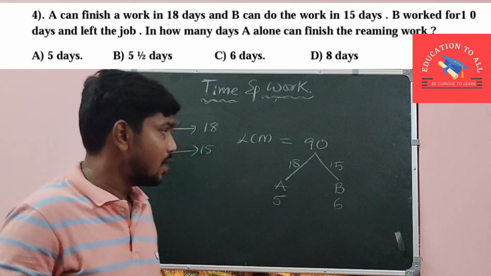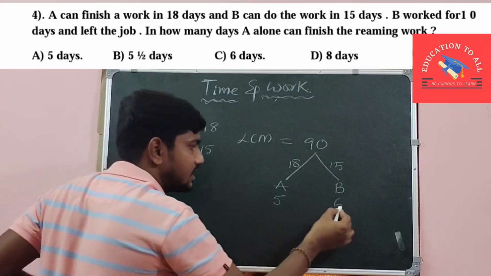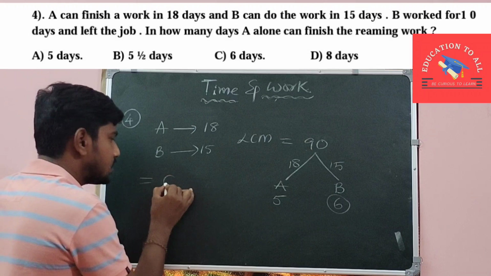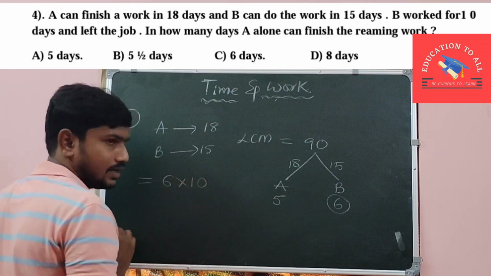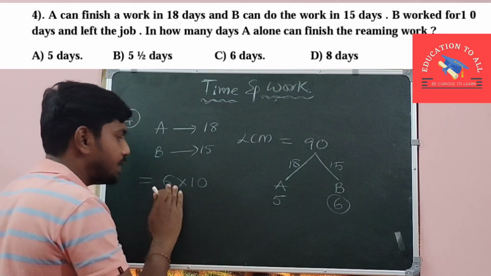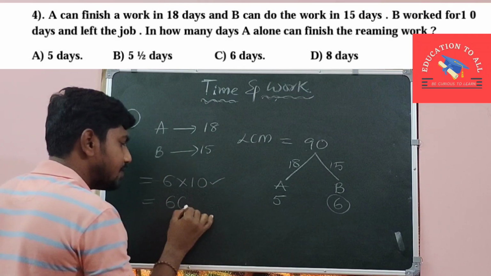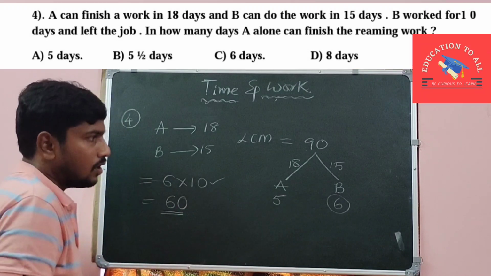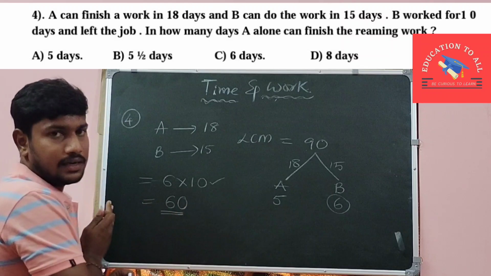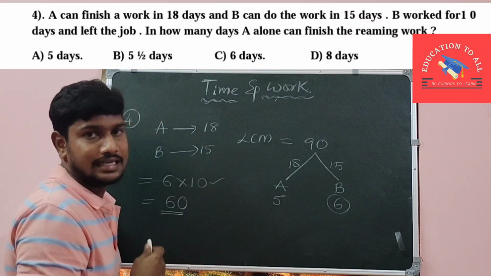But in this question, B started the work and worked for 10 days. What is the efficiency of B? 6 is the efficiency of B. Efficiency into the number of days he worked, so 6 into 10 days, which is 60. So out of 90 parts, he completed 60 parts. How many parts of work are left?